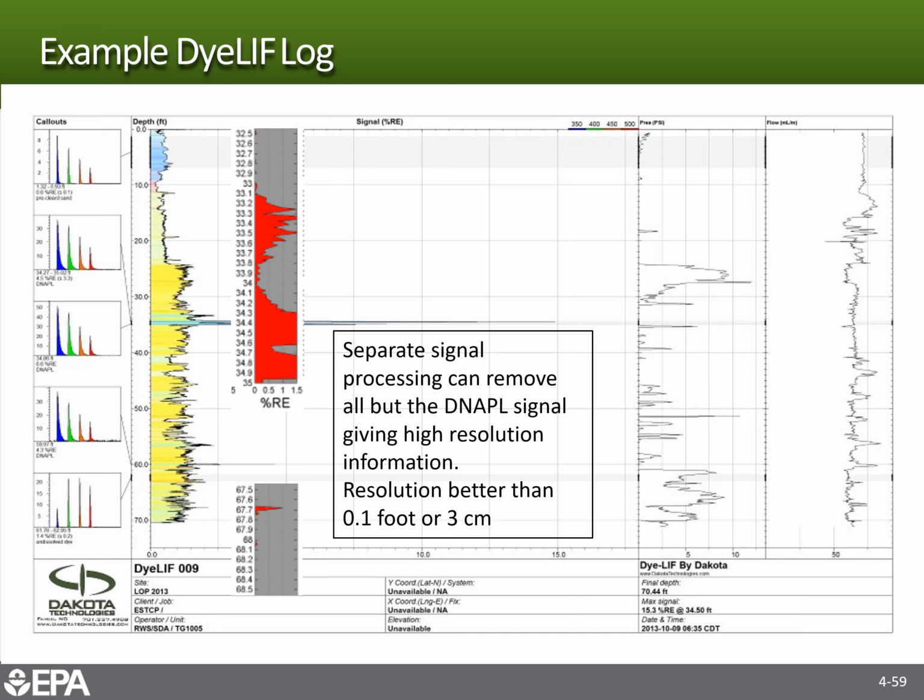This is the general log, like how it was on one of the previous slides, but you can process the signal to show only the DNAPL signals. And so this is a resolution better than 1/10 of a foot, or better than 3 centimeters. But you can see this around this 34-foot zone. This is an area that you'll want to be concerned about regarding source area remediation later. And even down here, there's this one little 3 centimeter zone at 67 feet. Probably this little zone right here.